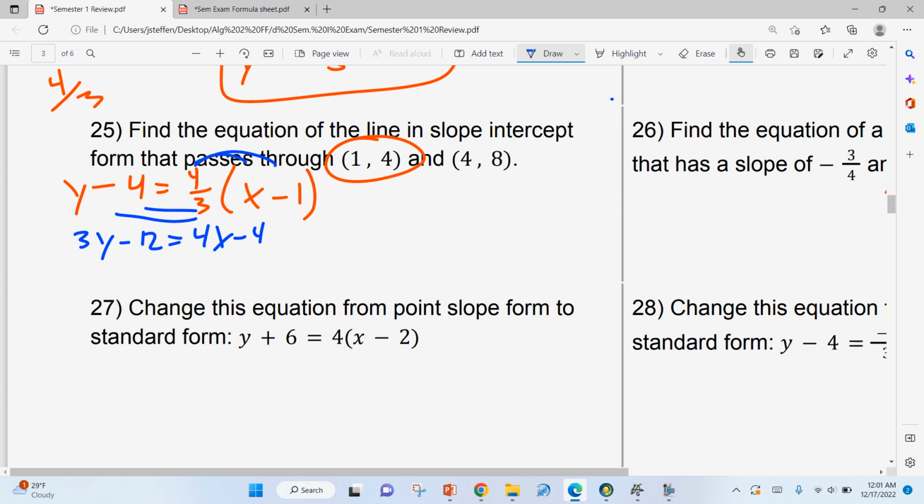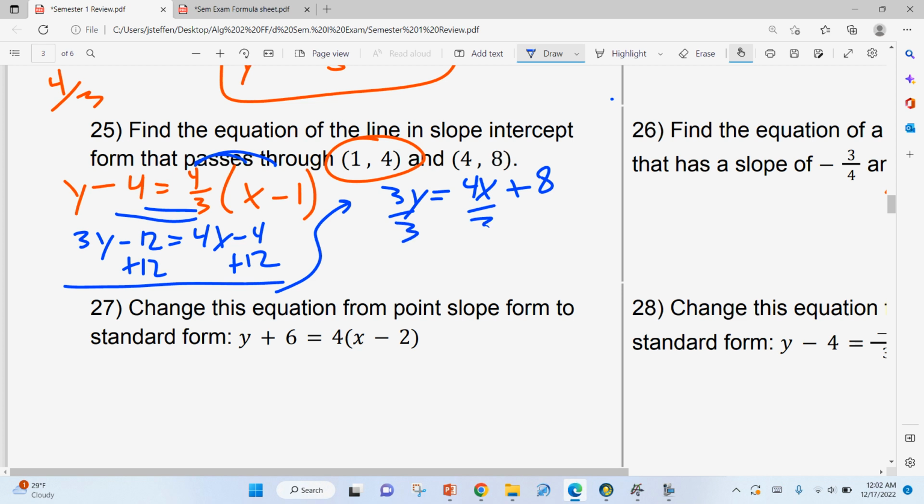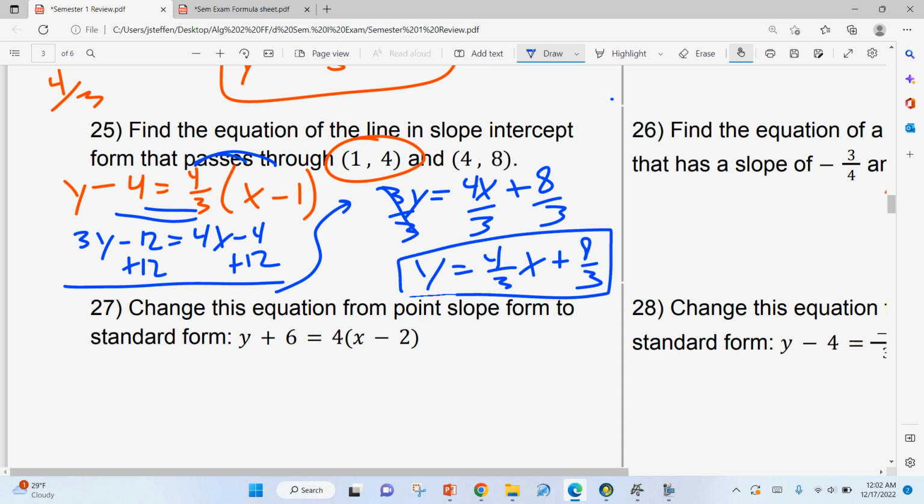Now we need to get the y by itself because that's slope-intercept form. So add 12, and we end up with 3y is equal to 4x plus 8. Divide by 3, divide by 3, divide by 3. We end up with y is equal to 4 over 3 x plus 8 over 3. Weird fraction for your y-intercept, that's fine. That's why it's going to be a little bit harder using the other way.